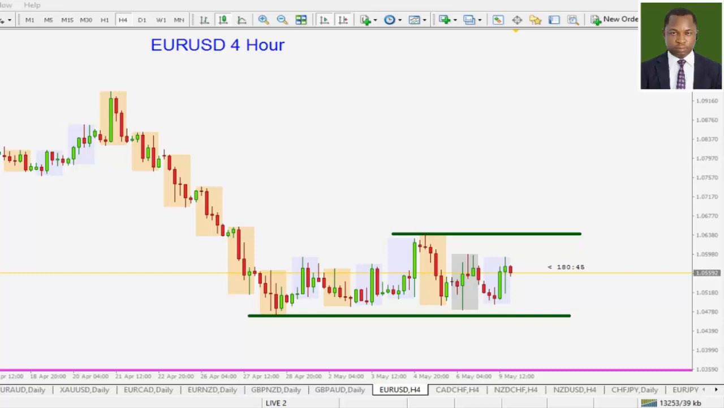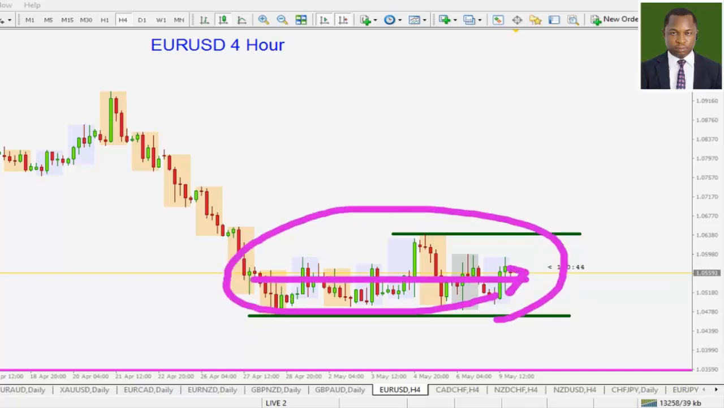Let's just look into a few pairs. Give me just 3 minutes of your time and I will be done. The euro against the American dollar price is still sideways. You're still seeing that sideways bias. Nothing much to talk about here.